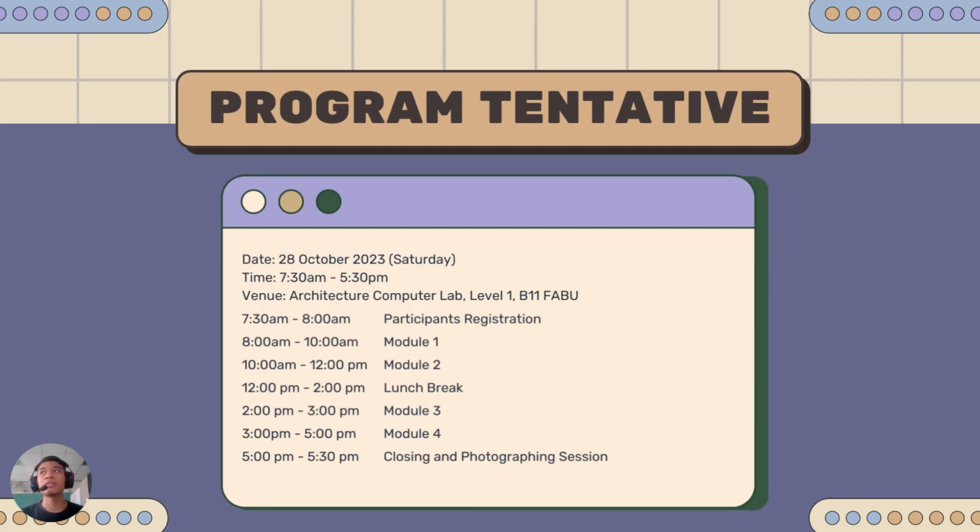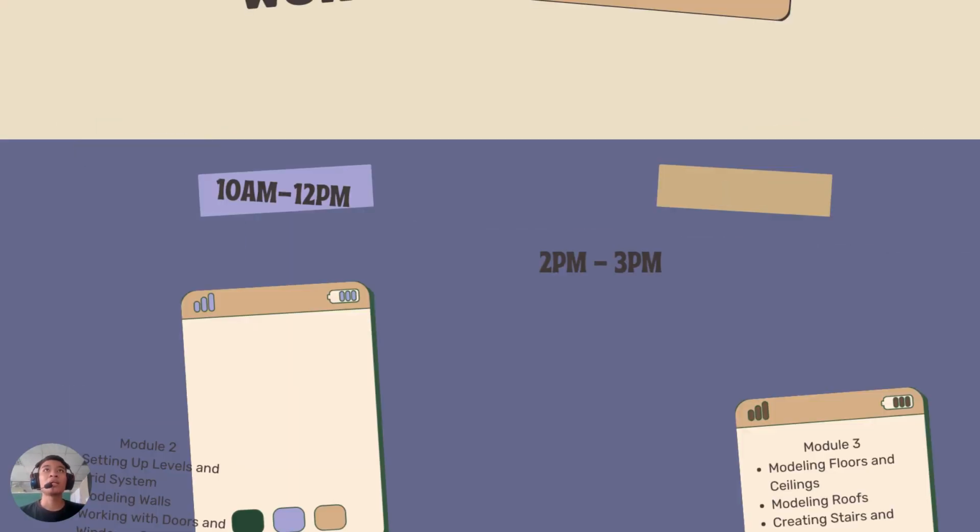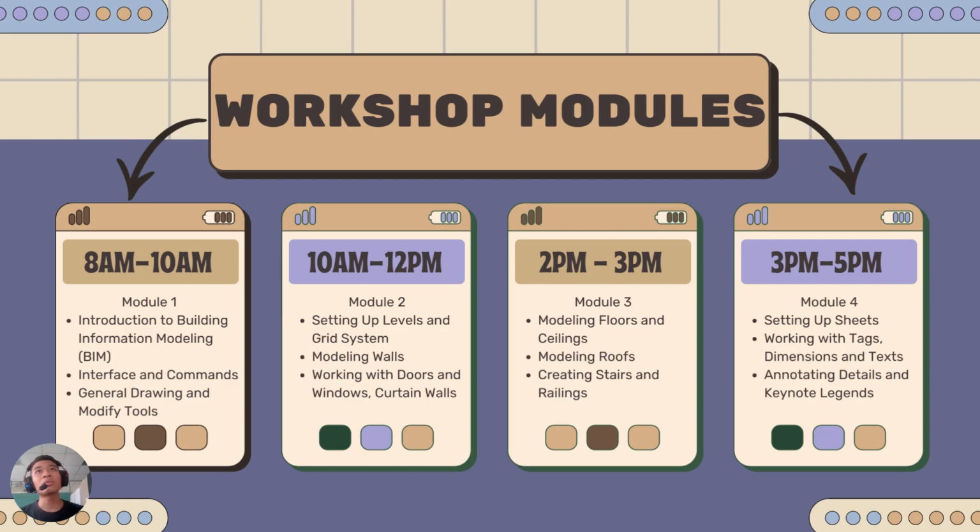Moving on to the next part, the tentative schedule of the program will be a whole day, from 7:30 a.m. until 5:30 p.m. in the evening. For the workshop modules, the first module is an introduction to Revit. It is basically the students getting to know the Revit software, how to use it, the interface, and the general commands of drawing and modifier tools in Revit.